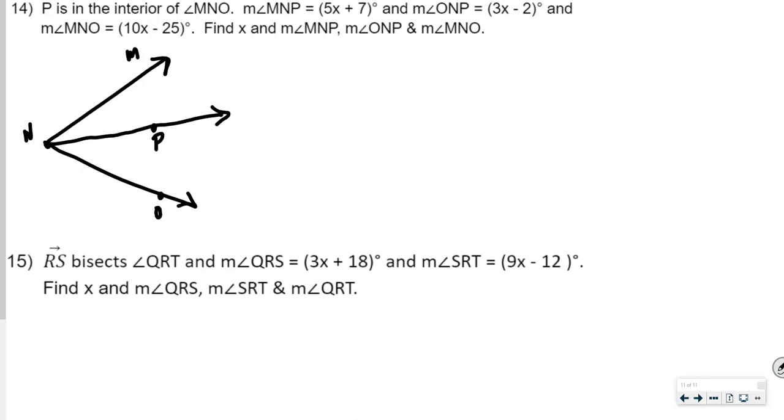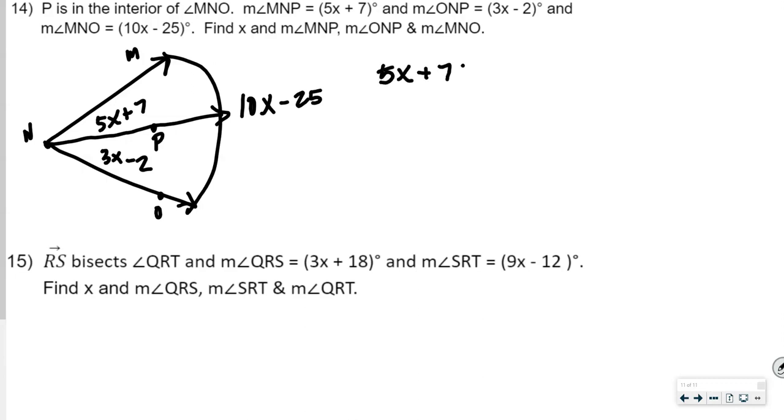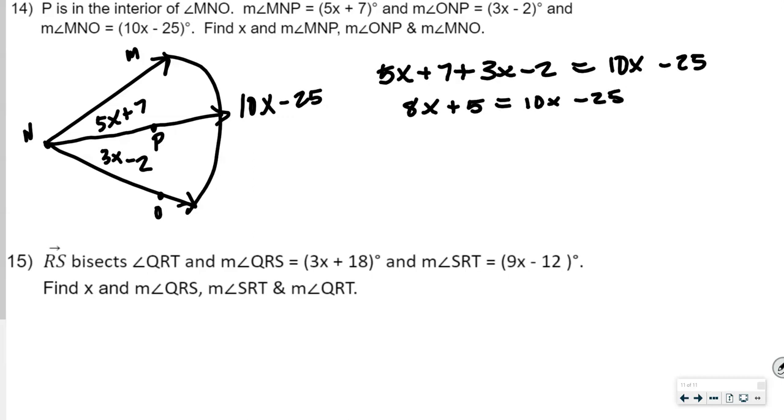So then it says MNP, which is the top angle, 5x plus 7, right? Then we got ONP, which is 3x minus 2. And then it says the whole big angle is 10x minus 25. So we're using the angle addition postulate here. So we're going to add the top angle, 5x plus 7, to the bottom angle, 3x minus 2, and it gives us that whole big angle. That's 10x minus 25. So we're going to combine our like terms on the left side. So that's going to give us 8x plus 5 equals 10x minus 25.